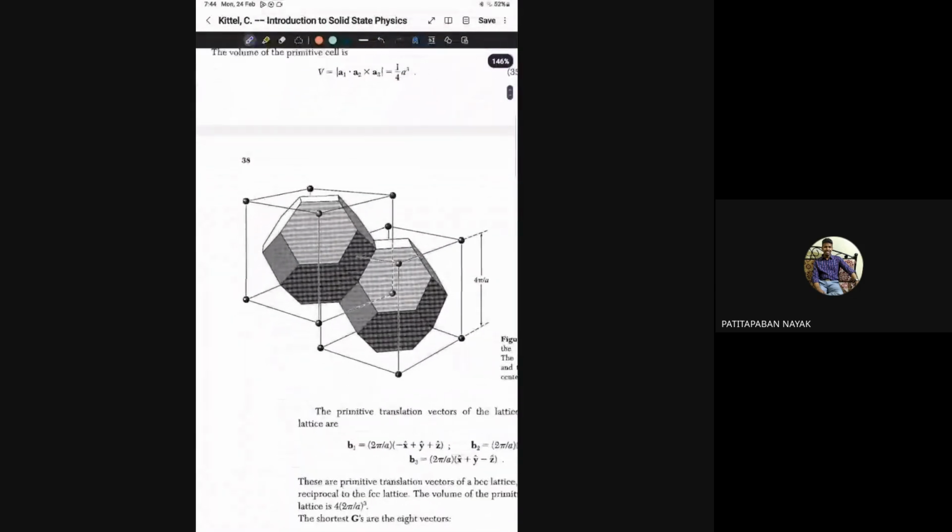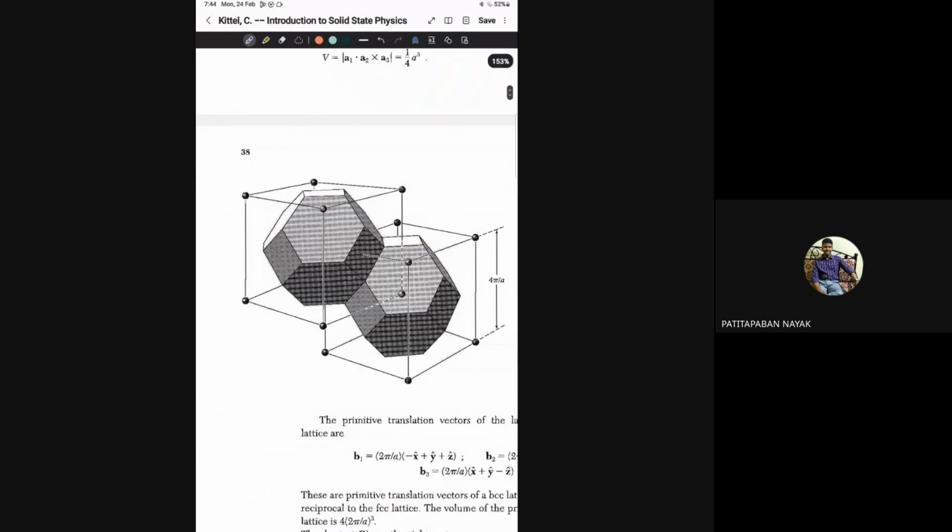Yeah, if you see this figure, this is a primitive cell or unit cell in reciprocal space.